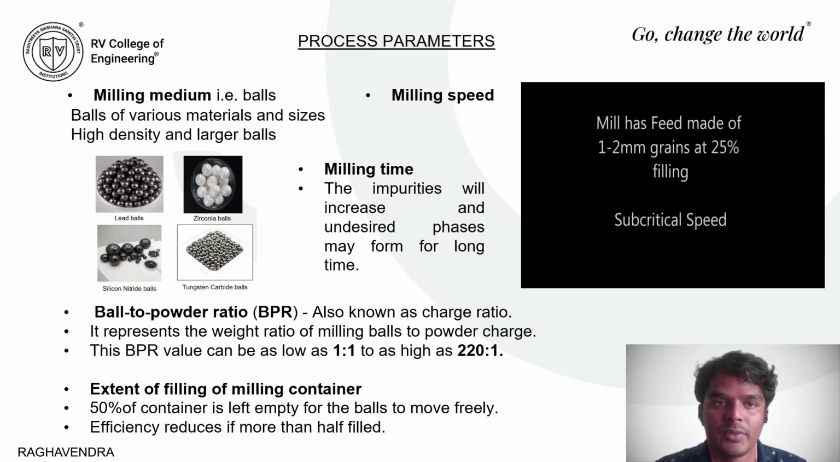These are process parameters of ball milling. First one is milling medium, which are balls. Example, lead balls, zirconia balls, silicon nitride balls, and tungsten carbide balls. Second one is milling speed. The video given explains the milling speed parameter. Then third, milling time. Then ball to powder ratio, which is vital for ball milling. And extent of filling of milling container is also a vital parameter.